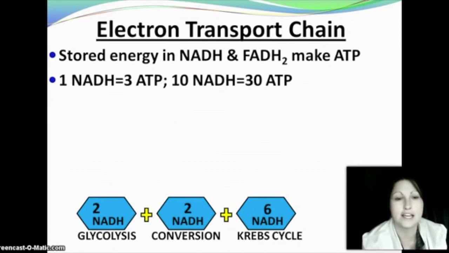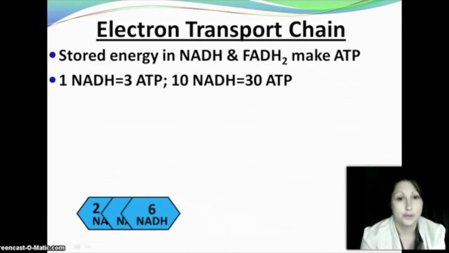This is the last stage called the electron transport chain. Remember we said all the energy that we were storing in those shopping carts, we're going to dump out on the cash out counter and turn it into ATP. So let's talk about where we collected those along the way. Down here at the bottom, we made 2 NADHs in glycolysis, 2 in conversion, and then 6 in the Krebs cycle. If you put those all together, that gives us 10 total NADHs that we made.